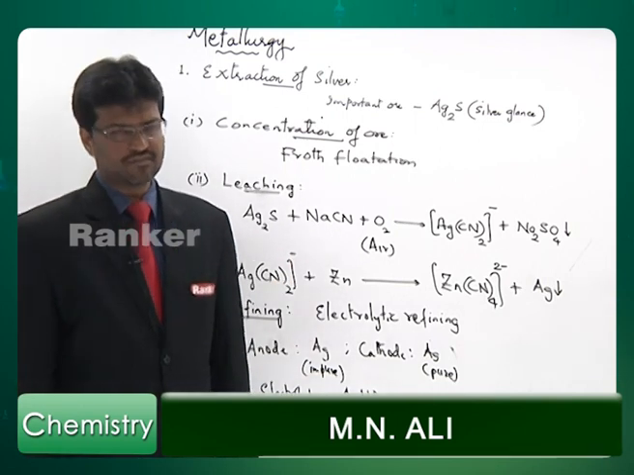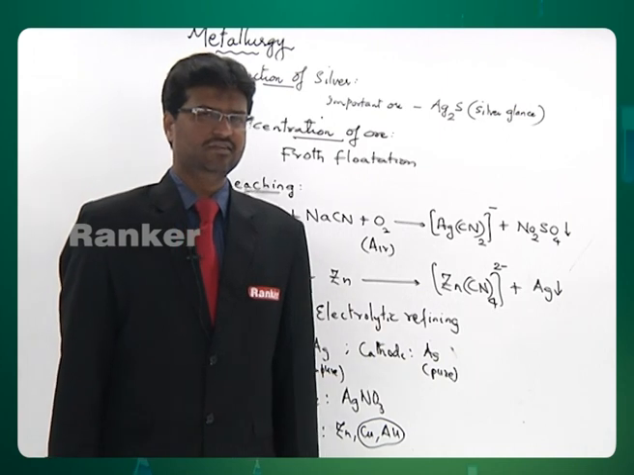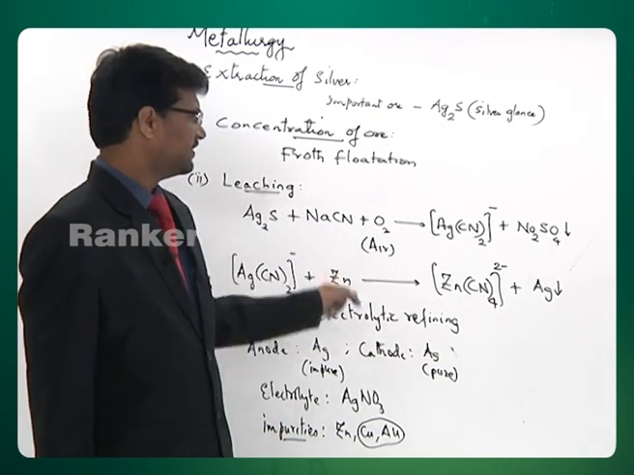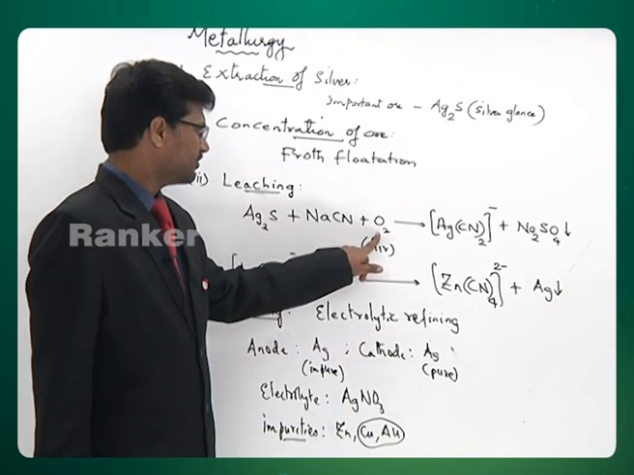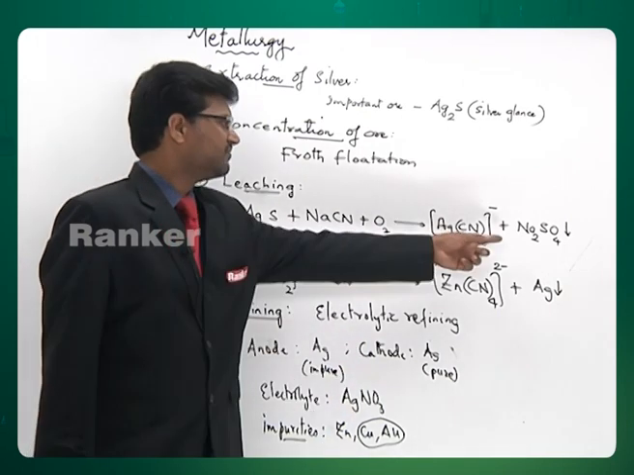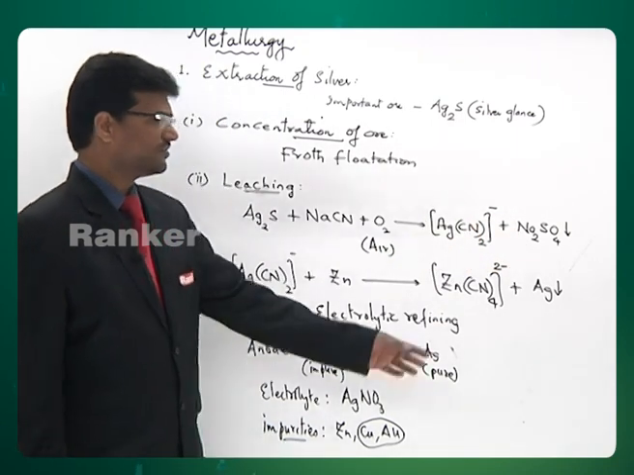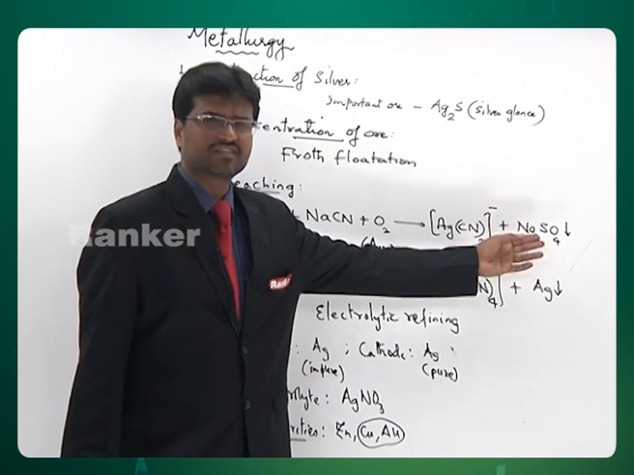Silver is extracted from silver glance, Ag2S. The ore is first concentrated by froth flotation. It is then leached with NaCN. The role of oxygen of air is to oxidize sodium sulfide to sodium sulfate, so that on cooling it can separate out as crystals.